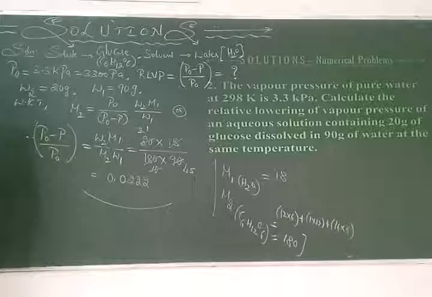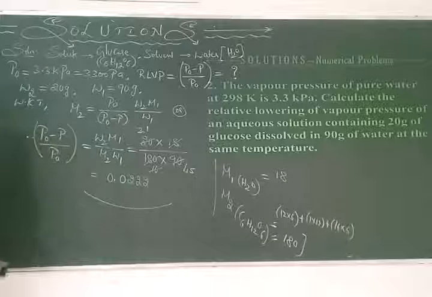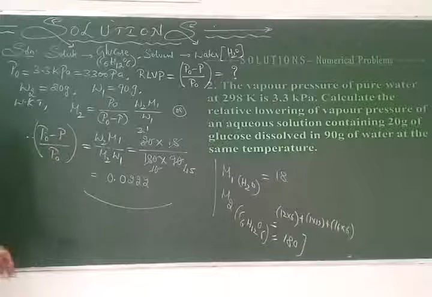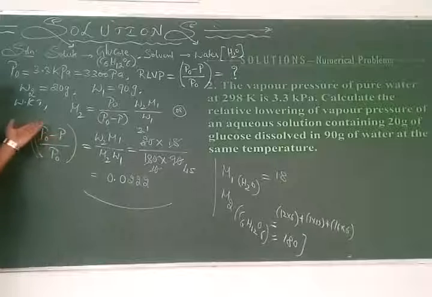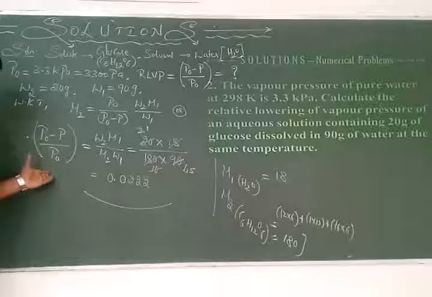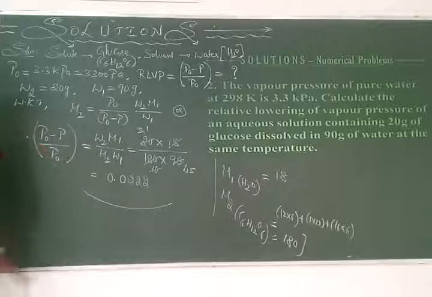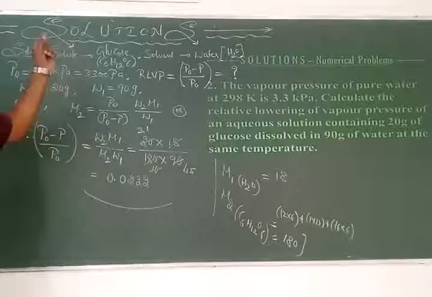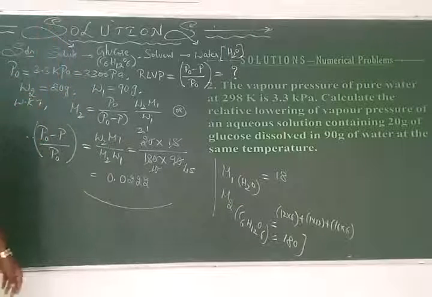RLVP. What is RLVP? Relative lowering of vapor pressure. What is the unit of this? It doesn't have any unit. Why? Because it is a ratio. P naught minus P is the unit of pressure. P naught is the unit of pressure. Pressure unit cancels, so there is no unit with respect to relative lowering of vapor pressure.